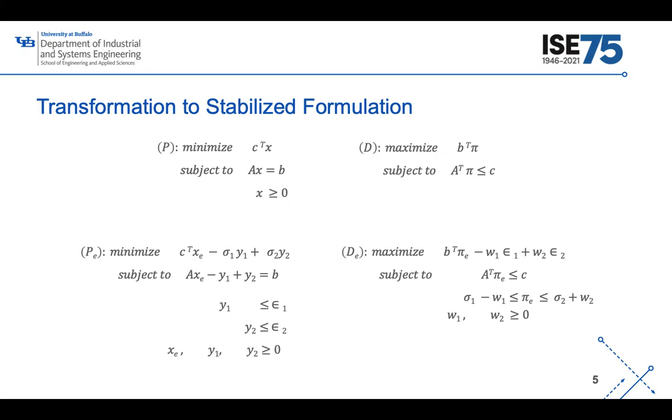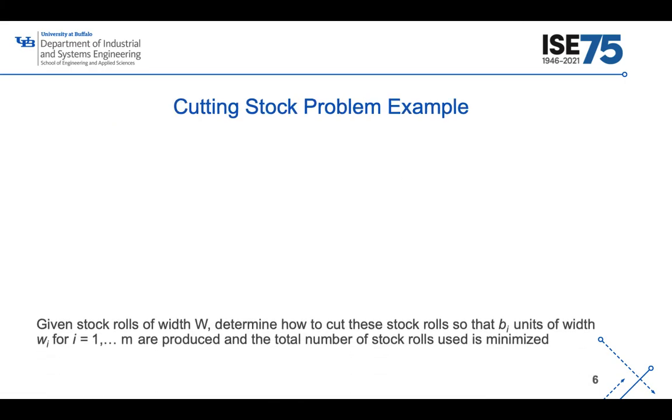And the idea is that by introducing these artificial variables and these penalizing scalars, it will help find the columns a lot faster.